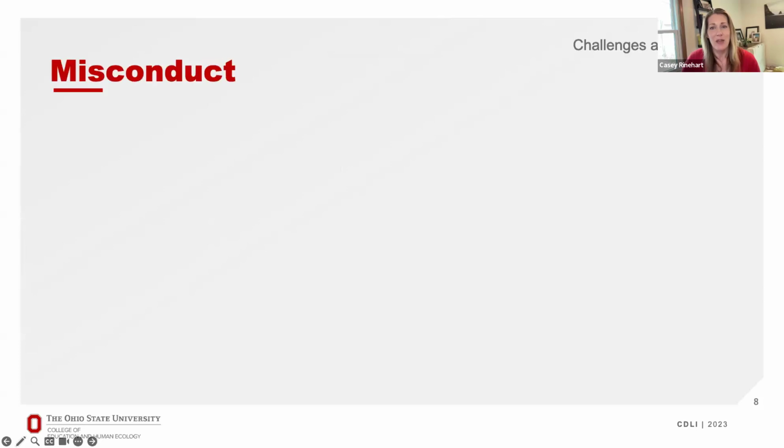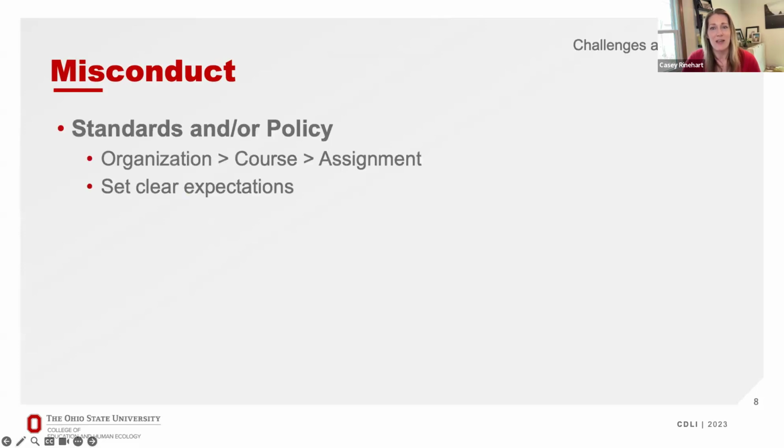So when it comes to concerns with AI, misconduct is top of mind with educators. The first step I would say in addressing this is to establish standards or policies for your organization. And then I'd recommend building off that larger policy for instructors to develop course-specific policies for use of AI, when students can or cannot use AI. And I would even suggest a policy reminder or statement for each specific assignment about AI use. This transparency can really set students and instructors up for success with clarity that they're all on the same page.